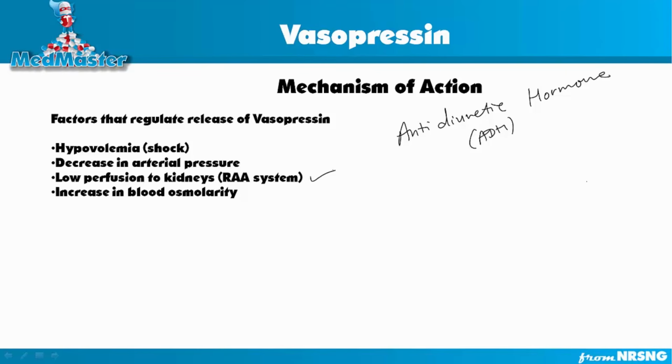And also the increase in blood osmolarity. Now that's basically concentrated blood. And concentrated blood means there is a loss of water, that would trigger the secretion of vasopressin. Where does vasopressin get secreted from? So in our brain, there is a region called the hypothalamus.